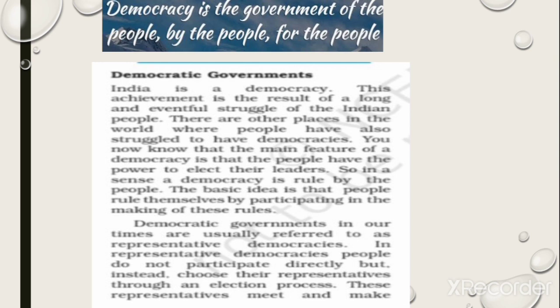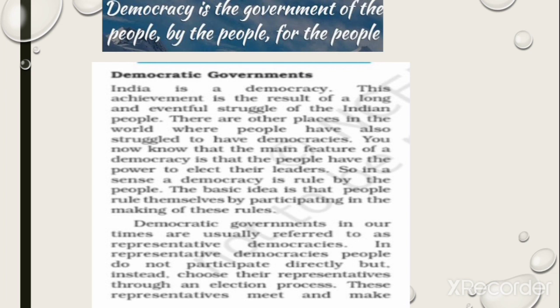The second point is about representative democracy. In a representative democracy, people do not participate directly, meaning all the people do not participate directly. We choose one leader, a representative, through an election process, like you choose the monitor of the class by giving votes.